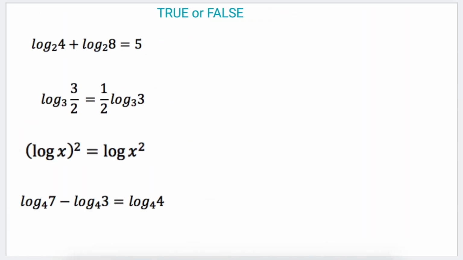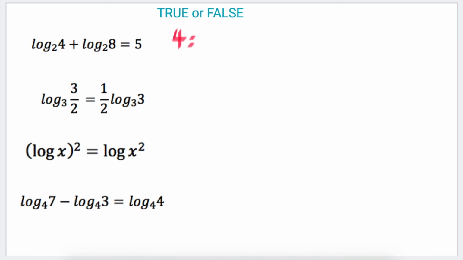Let's analyze some logarithm statements here and label them as true or false. The first one is log base 2 of 4 plus log base 2 of 8 equals 5. So if I want to know if this statement is true or false, I'm going to analyze each of them. I'm going to rewrite the first log in exponential form, get an answer, and then rewrite the second log in exponential form and then add them together and see if I get 5.